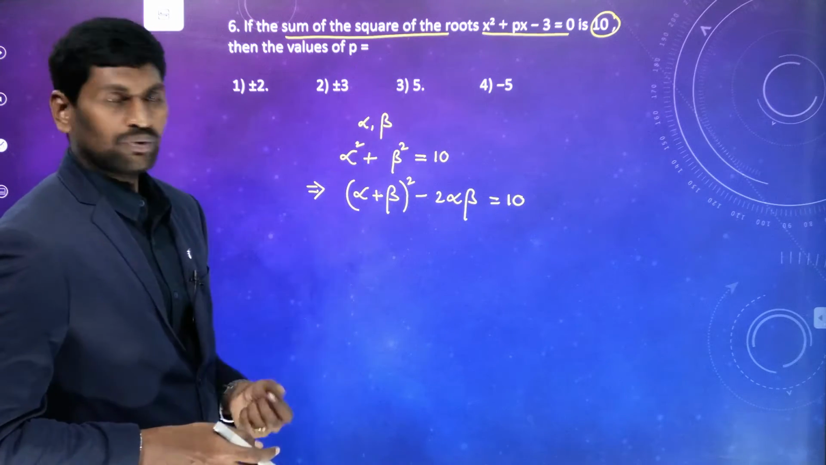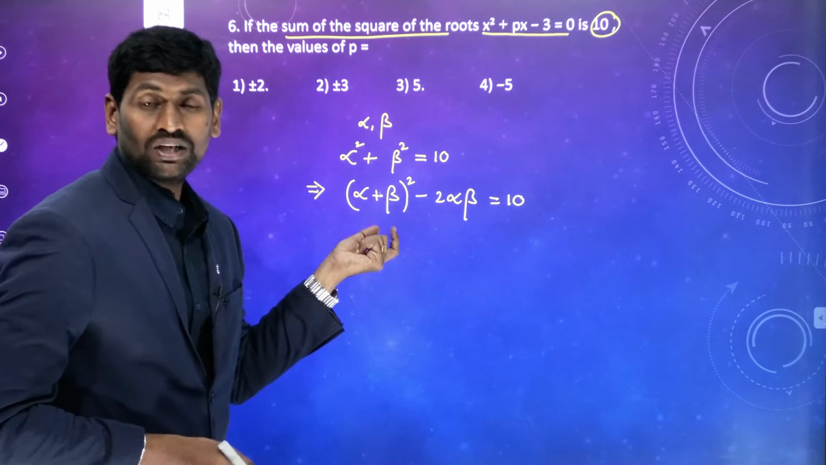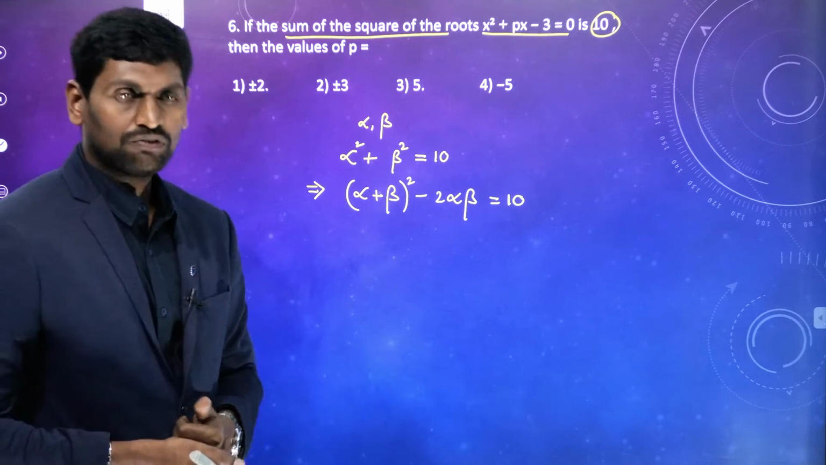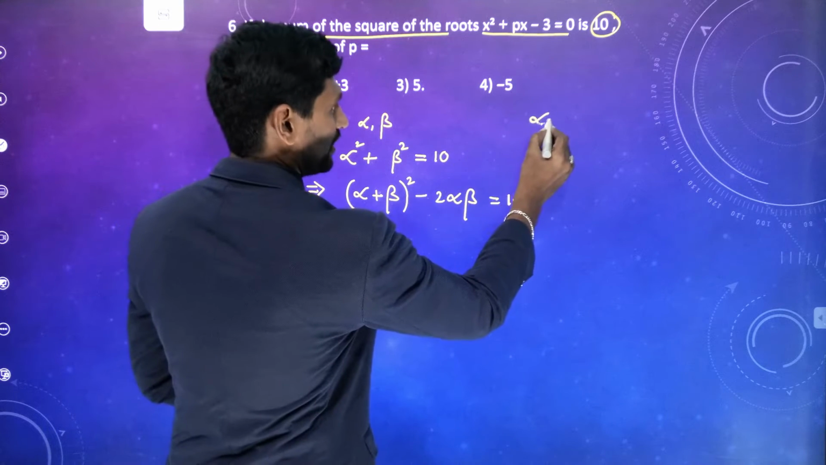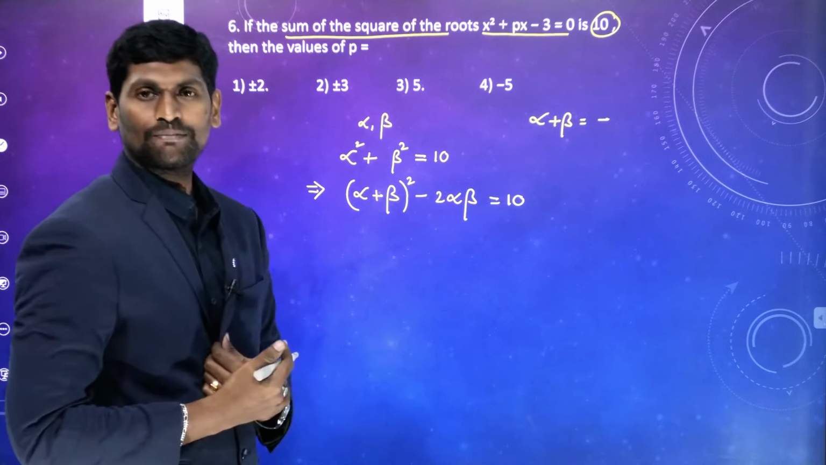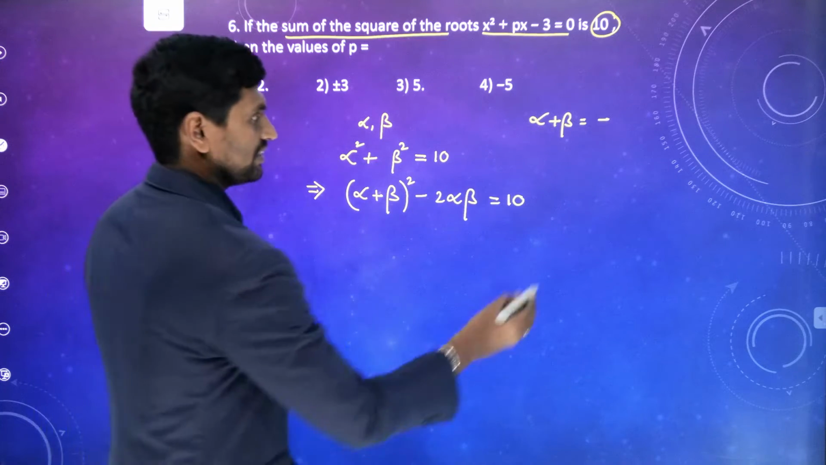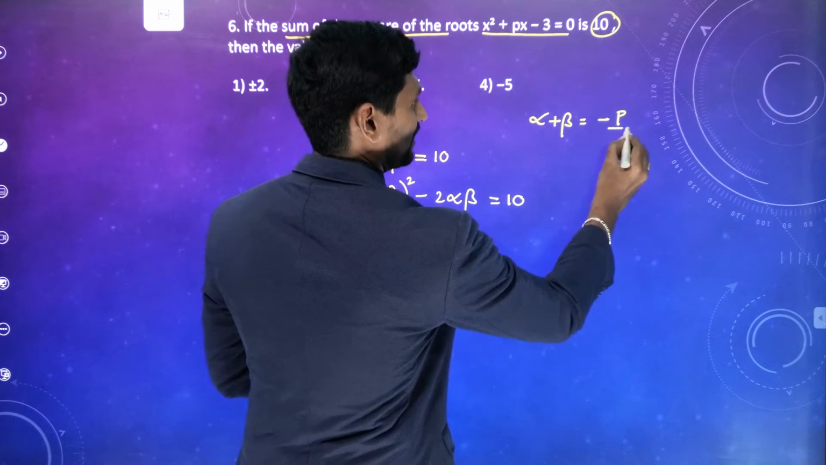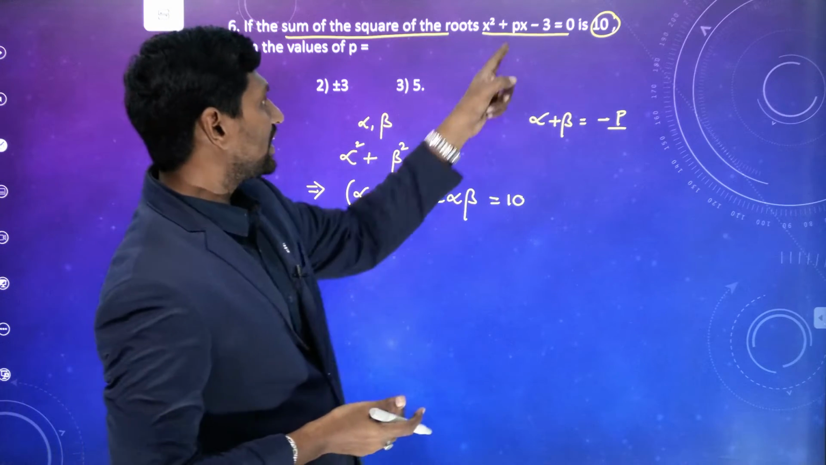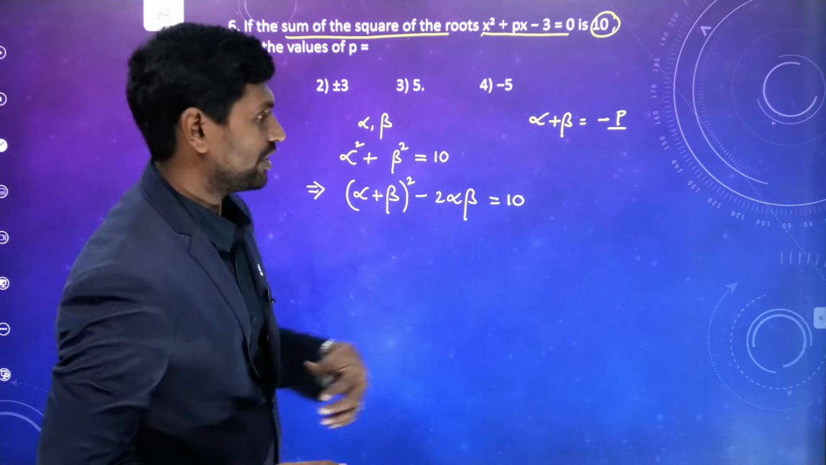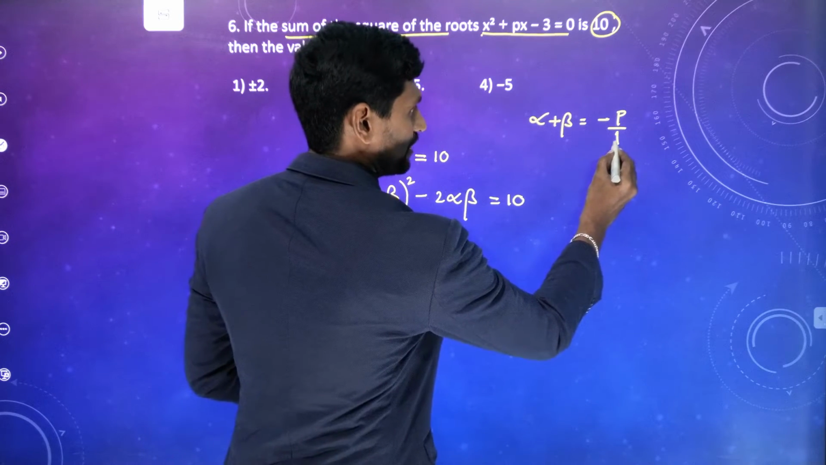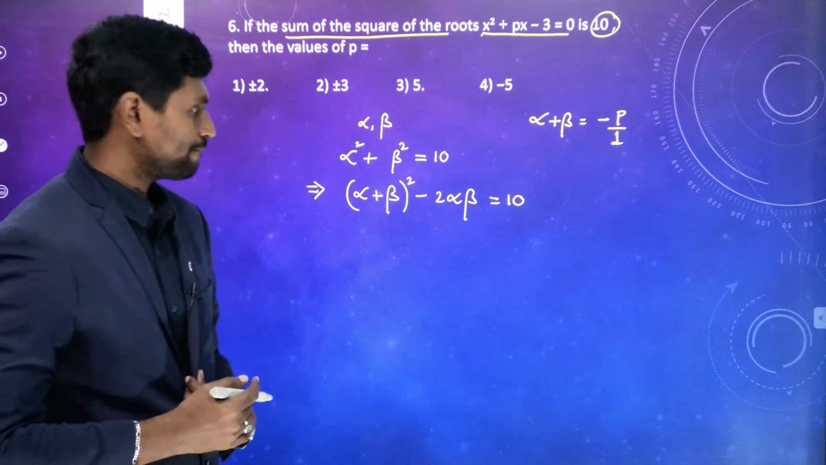Now from the equation, alpha plus beta is nothing but sum of roots, alpha into beta is product of roots. So what is alpha plus beta? Minus b by a. In the place of b, we are having the variable p. A is nothing but the x square coefficient. So what is the x square coefficient here, children? 1. So alpha plus beta value is minus p by 1, which is nothing but minus p.